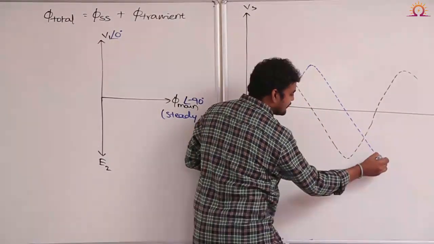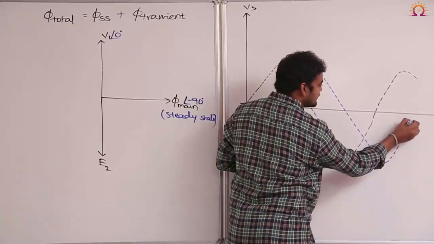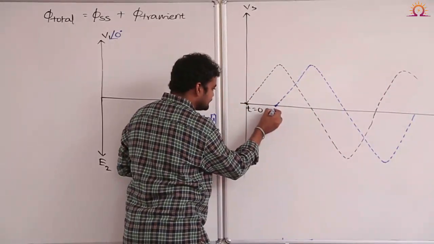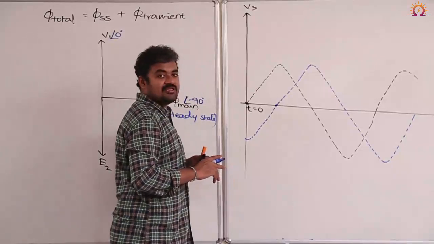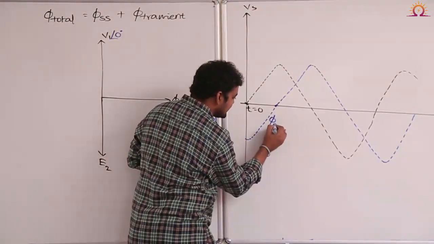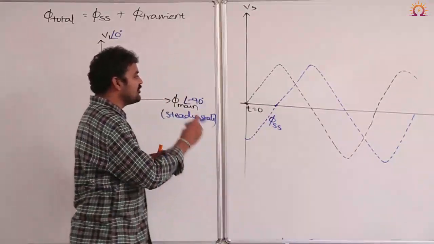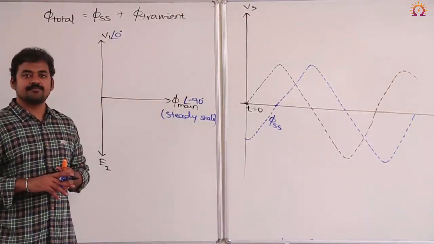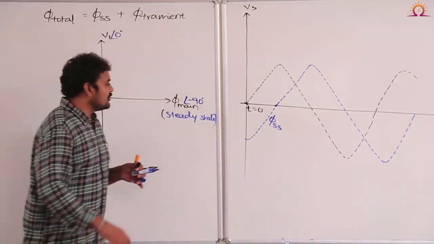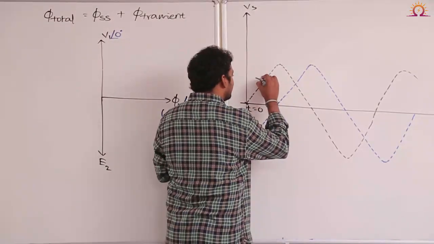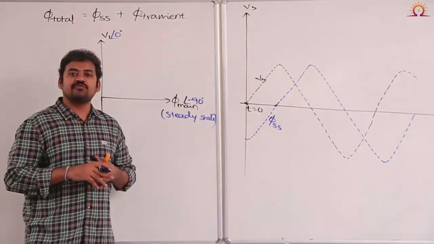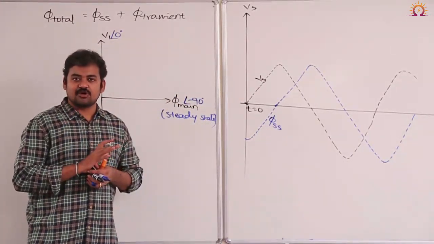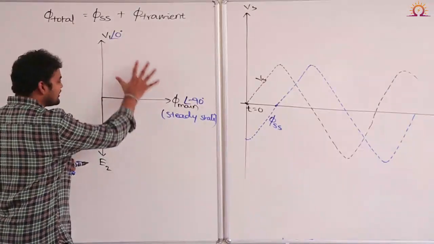It is lagging supply voltage by how many degrees? 90 degrees. So this blue color waveform is nothing but steady state flux in transformer, that is purely sinusoidal. We discussed already. Okay. Now we know supply voltage waveform and we know steady state flux waveform also. Let us try to find out transient flux component here. Okay. Please remember this phasor diagram.